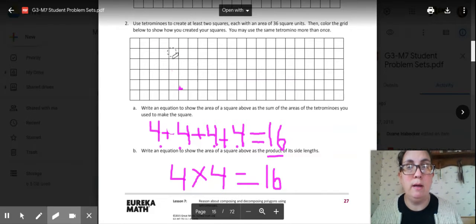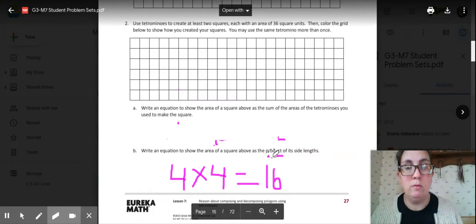I wish that this would erase a lot faster than it does.